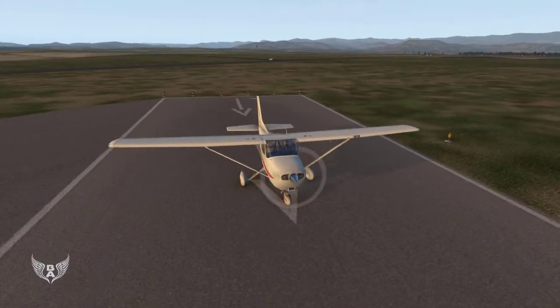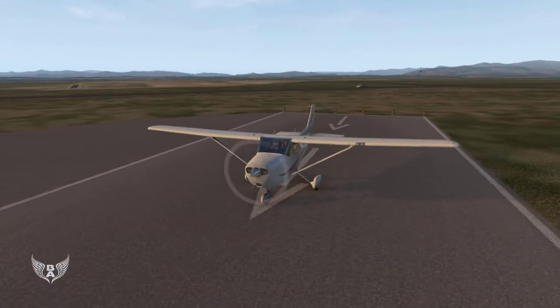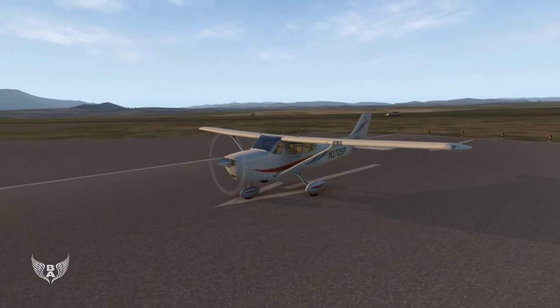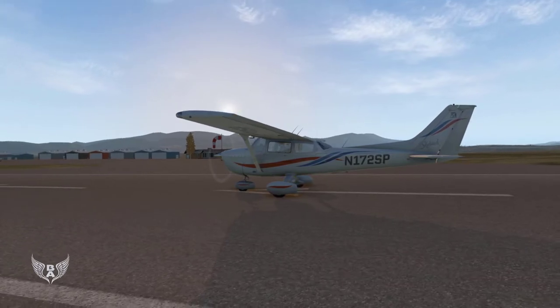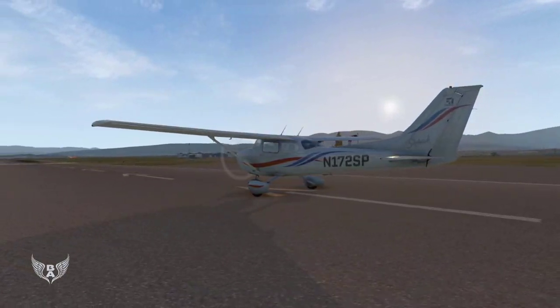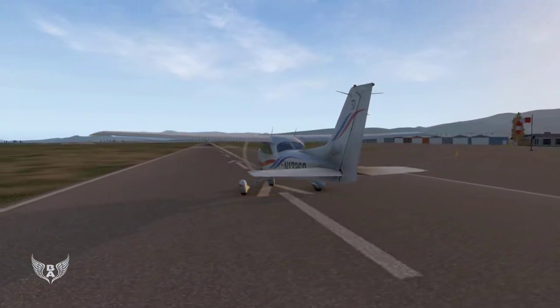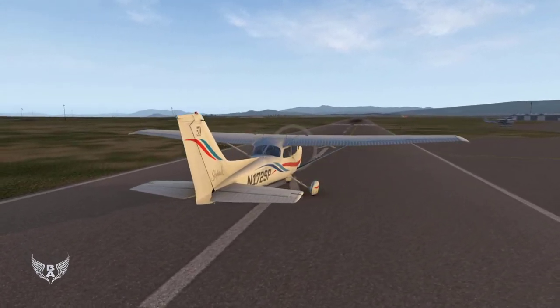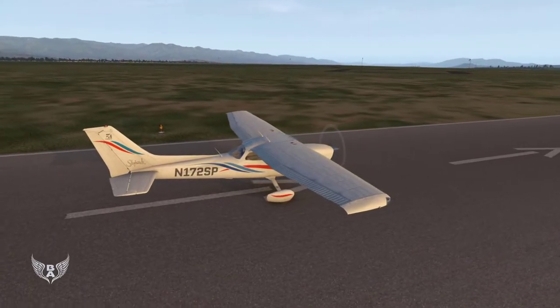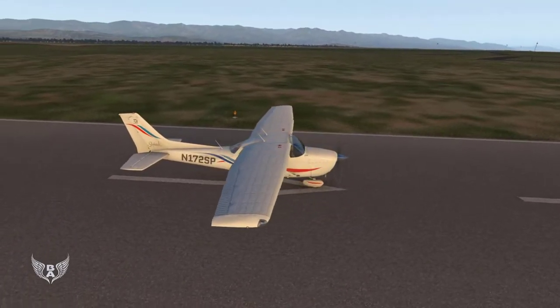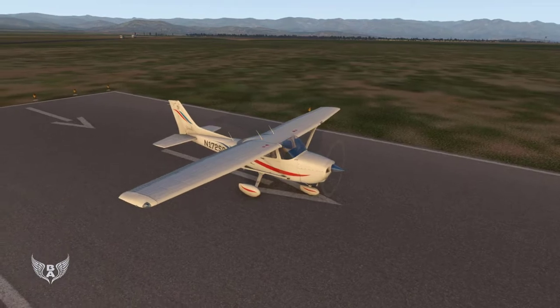Let's go ahead and take a look at our aircraft today. We're going to be checking out the controls of the Cessna 172 Skyhawk. This is by far the most popular, most produced aircraft in general aviation history. This aircraft has more examples still flying than any other airplane in existence. The controls that it uses are very similar to most of the controls you'll find in other general aviation aircraft.